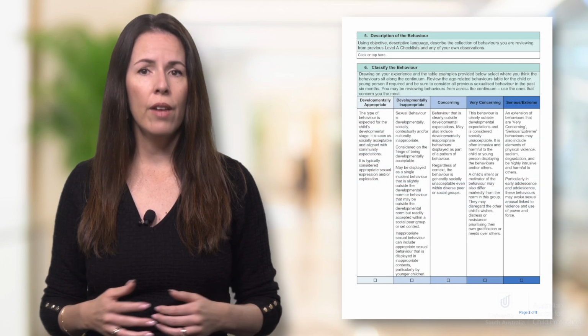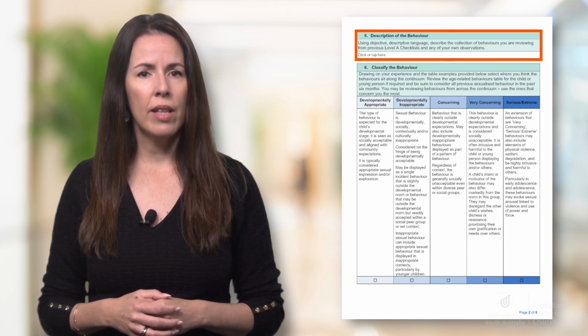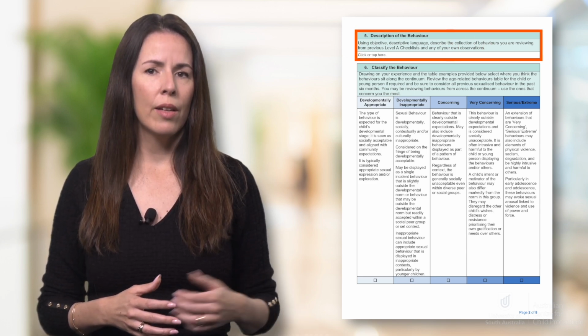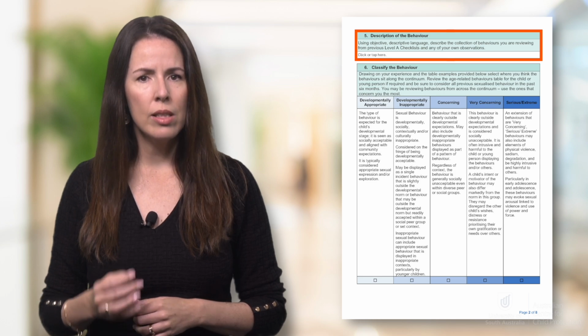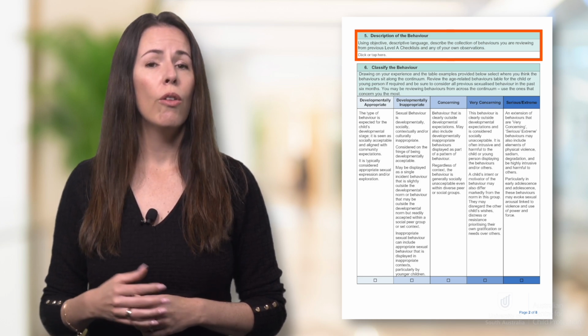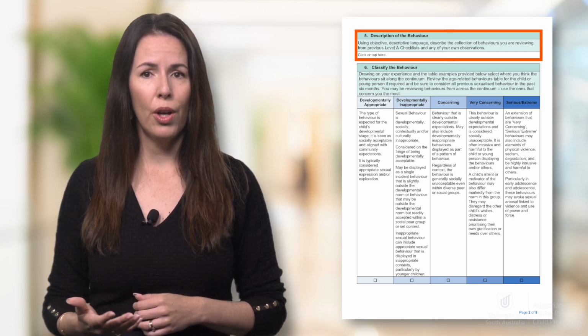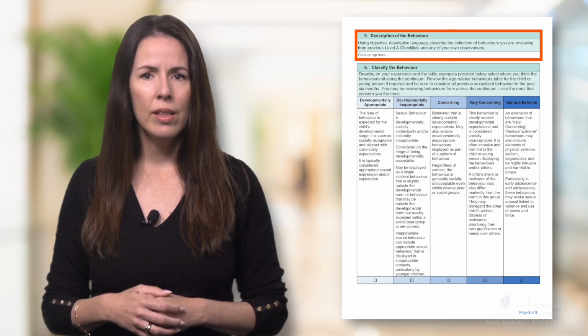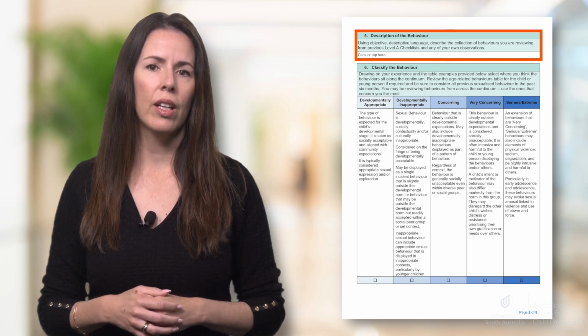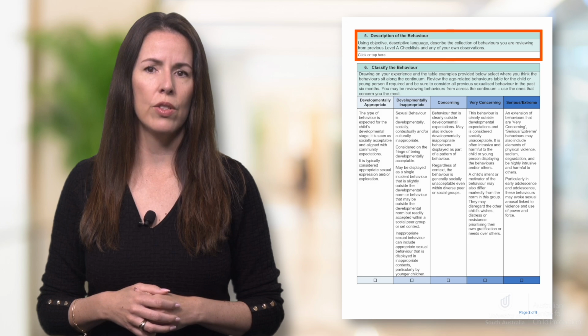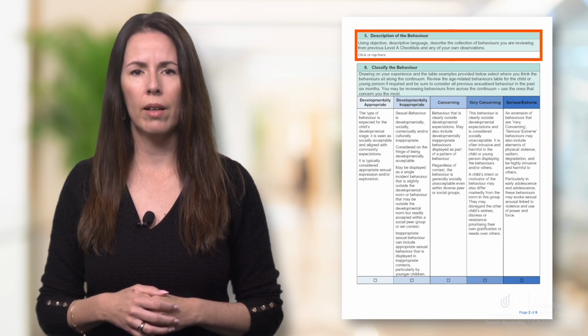In Section 5, you'll describe the behaviour you're assessing based on previous Level A checklists. Be objective and clear in your language. Avoid using emotional terms. Describe what happened so anyone reading this later on can understand exactly what behaviours you observed or are concerned about.